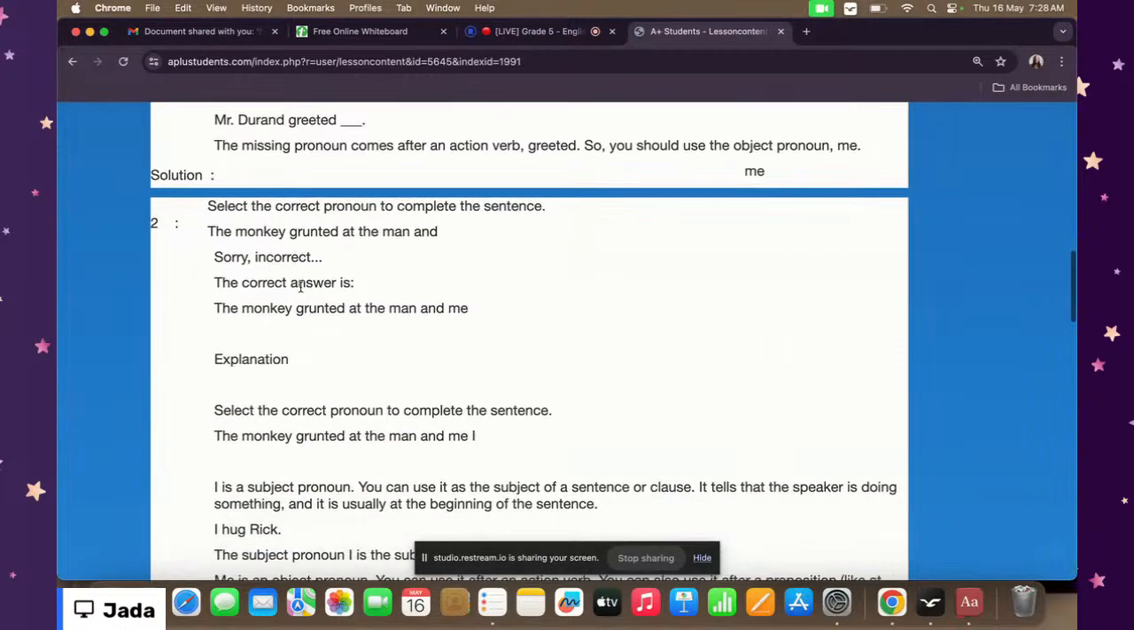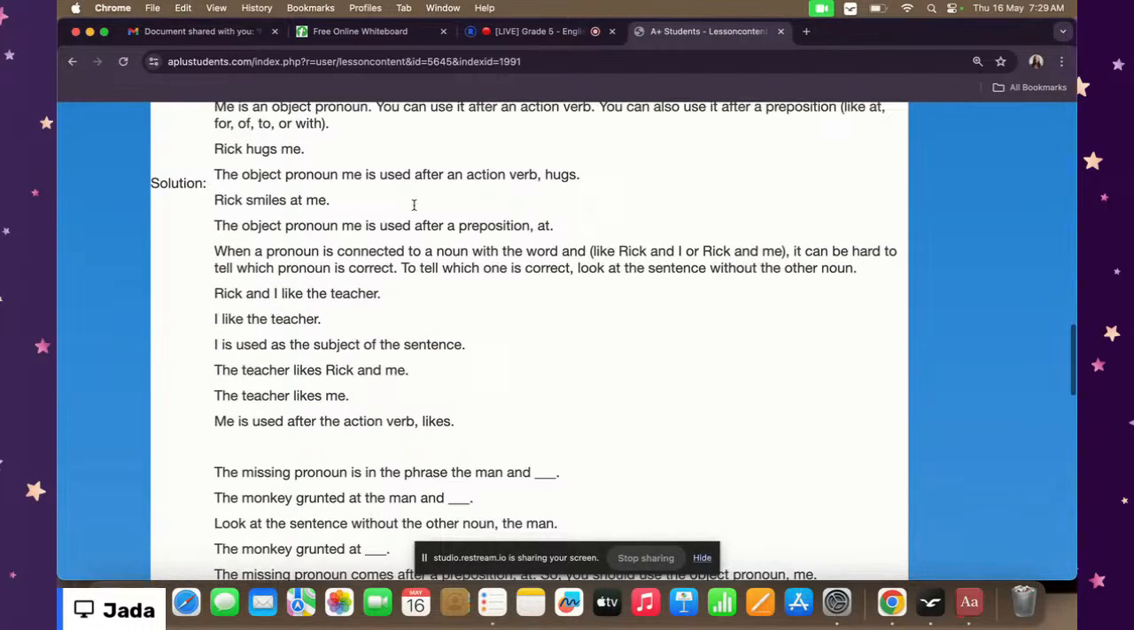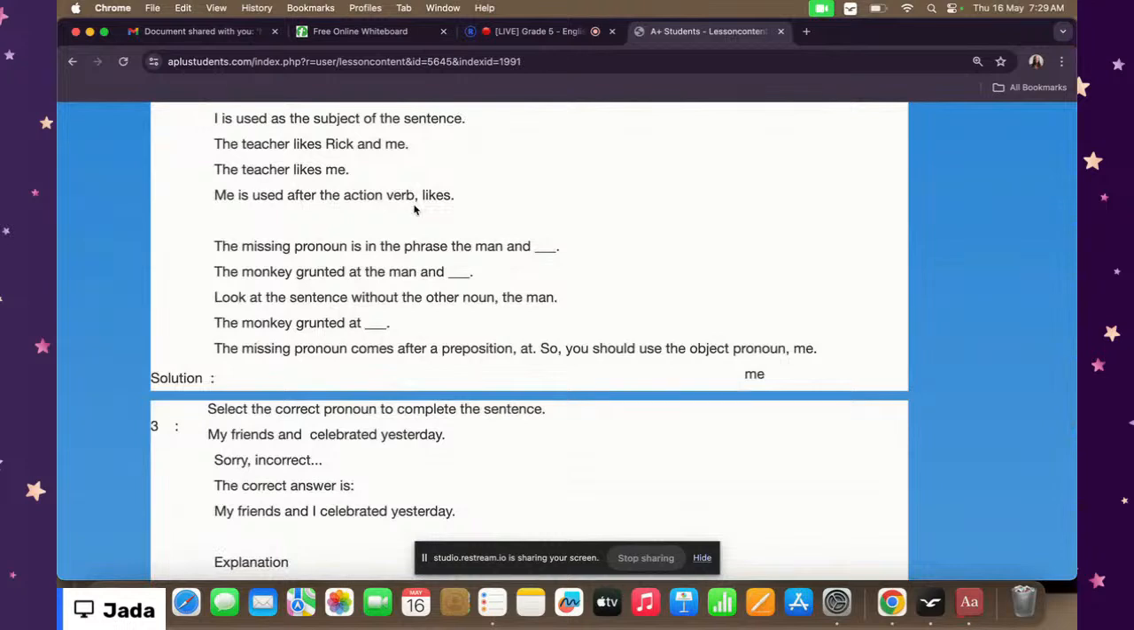Now we have "The monkey grunted at the man and I," or "and me." So you have to choose. "The monkey grunted at me" or "grunted at I." That's a problem, so you have to make sure you choose the right pronoun that completes the sentence. Is it going to be I or me? It is me, because if you use I, then no, it's not correct. But if you use me, it's perfect.